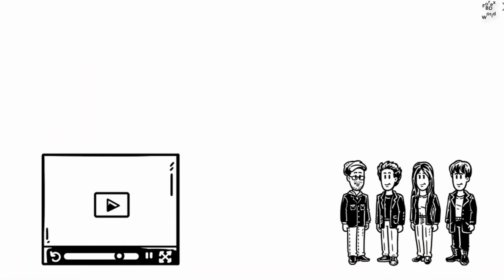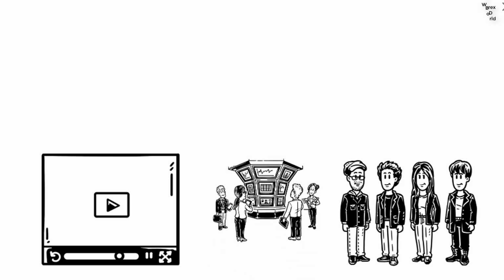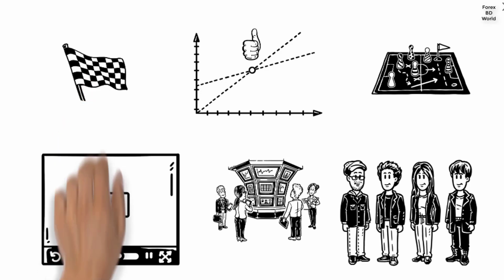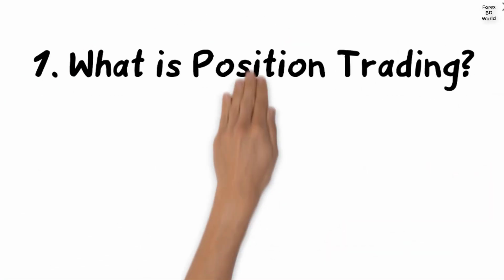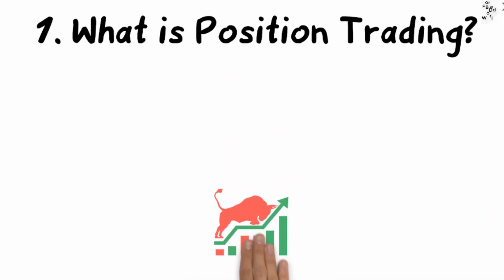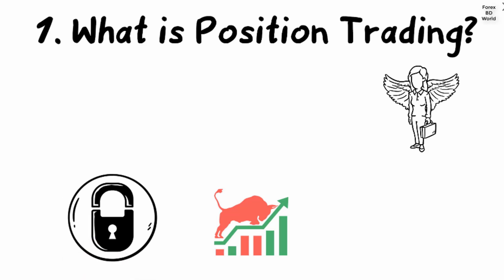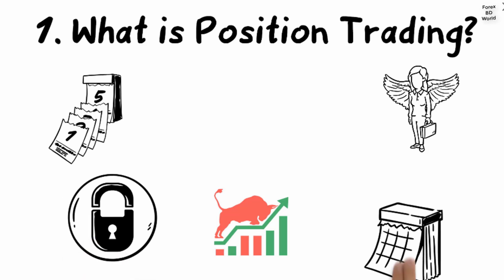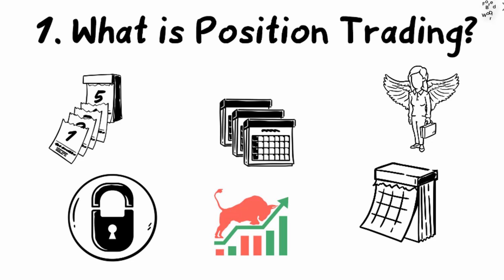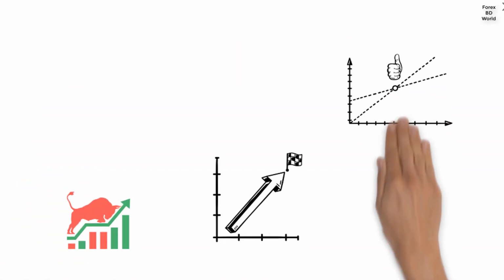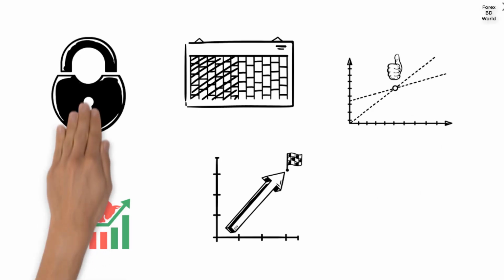In this video, we will cover everything a beginner needs to know about position trading, including its benefits, risks, strategies, and how to get started. 1. What is position trading? Position trading is a long-term investment strategy where an investor holds a position in a security for an extended period, weeks, months, or even years. The goal of position trading is to profit from the long-term upward trend of a security or market.